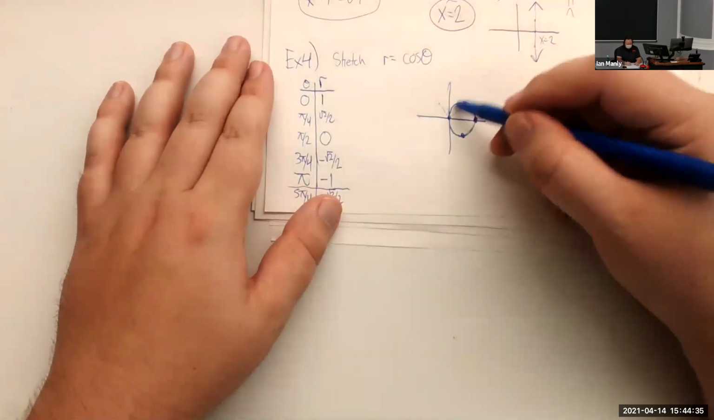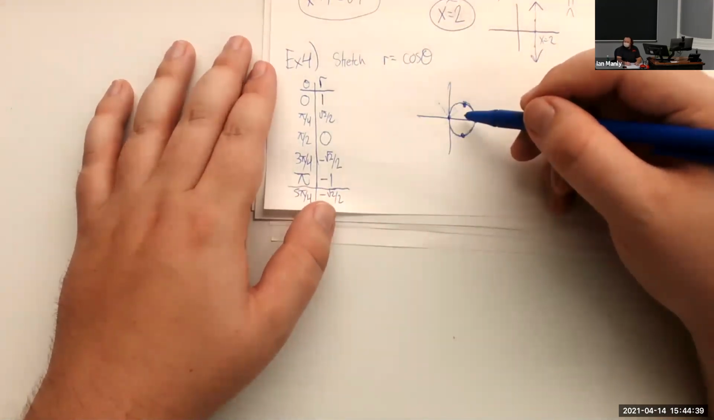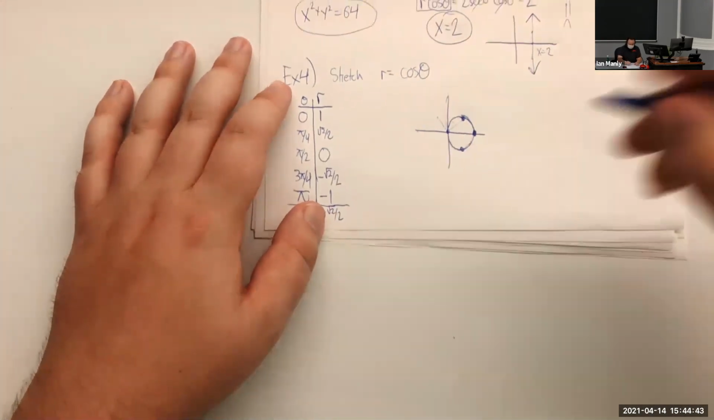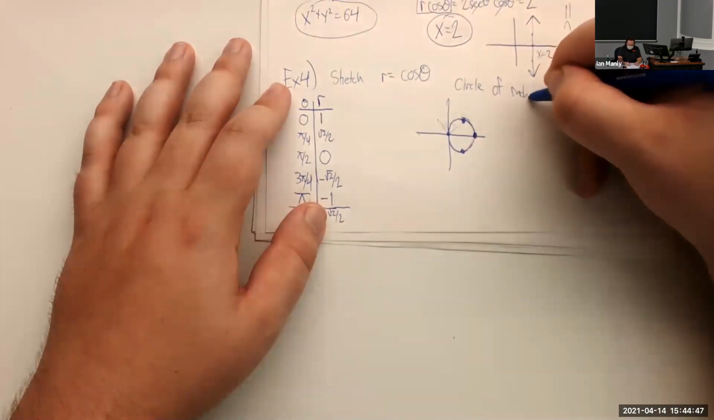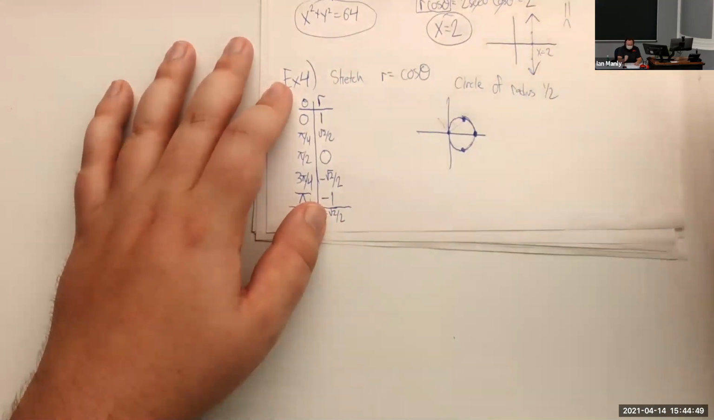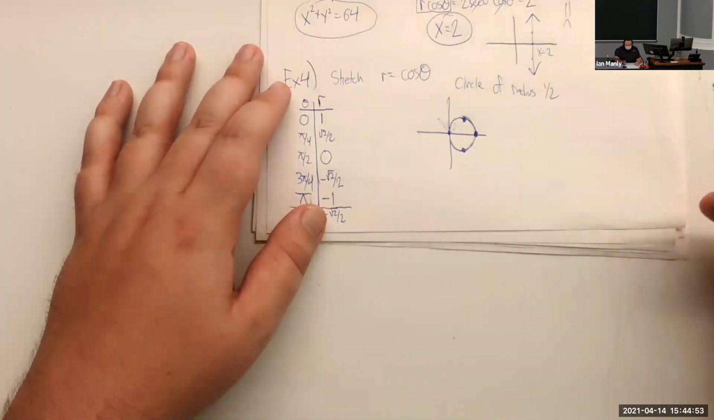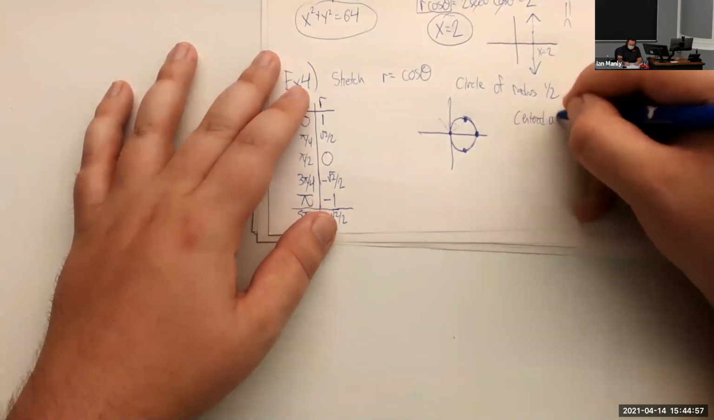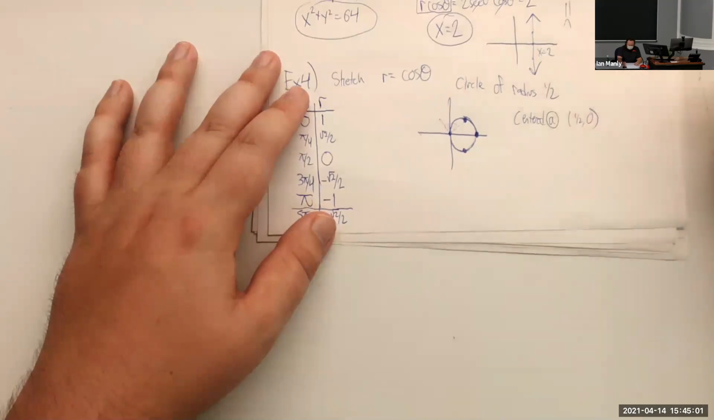All right, now what shape is this? What shape does this seem to be? You don't have to think too hard. It's just a circle. So this is a circle of radius 1/2. Now, unlike the circles that are constant r values, this is not centered at the origin. This is centered at the point (1/2, 0).